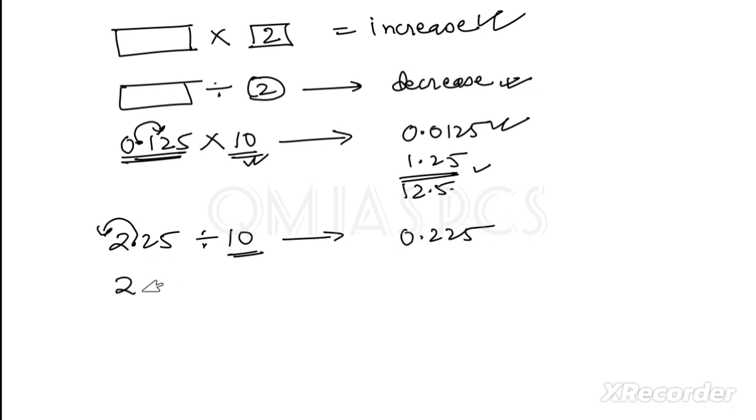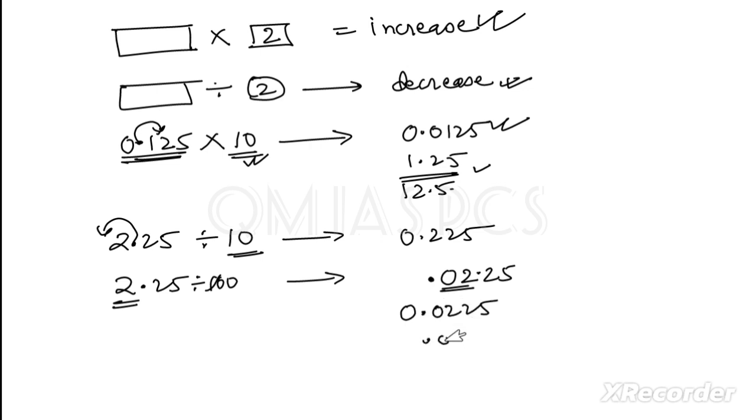Again, if it is 2.25 divided by, let's say, 100, then what will happen? We have to shift by two digits. But here is only one digit before the decimal, so how can we shift this? We have to place a 0 there. So we can write 0225, so there will be two digits before the decimal. Our answer will be 0.0225, or simply .0225. Both are correct.